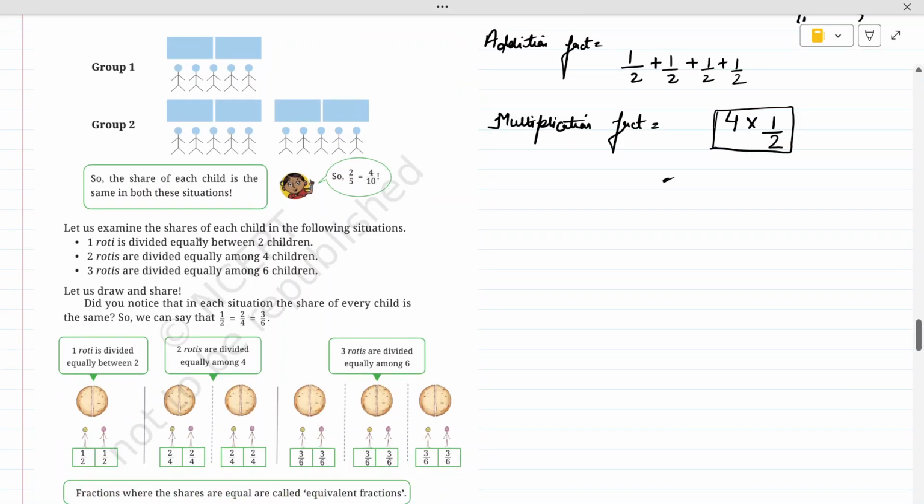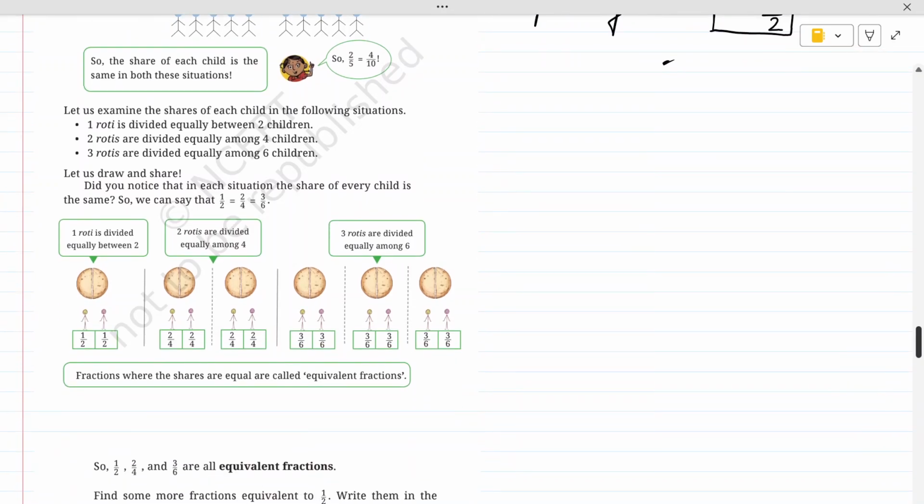let us examine the share of each child in the following situation. So here we are given with a situation first where 1 roti is divided equally between 2 kids. So each kid will get half of the roti. See, you can also write this as 1 roti divided into 2 children. Okay, so each child will get 1:2, that is 1 by 2.